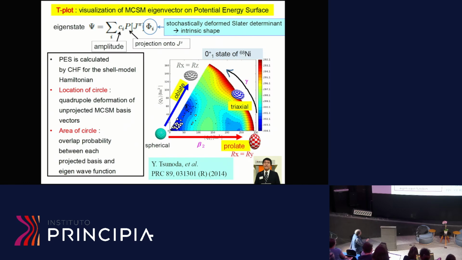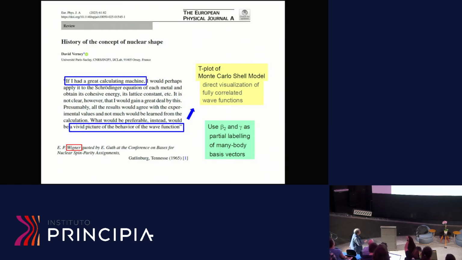So the location of the circle indicates the quadrupole deformation of the unprojected Monte Carlo shell model basis vectors. The size of the circle indicates the overlap probability between each basis vector and the eigenwave function. So by having beta 2 and gamma thus obtained, you obtain a partial labeling of the many-body basis vectors. In this way, the Monte Carlo shell model could be a partial answer to this request from Wigner.